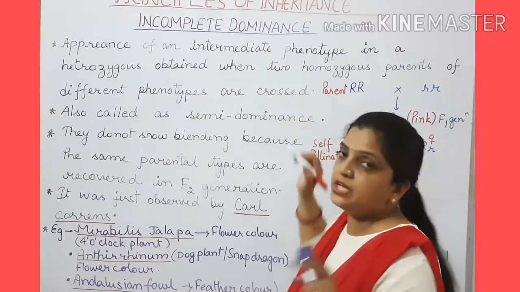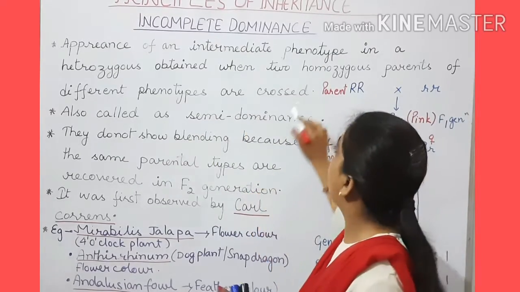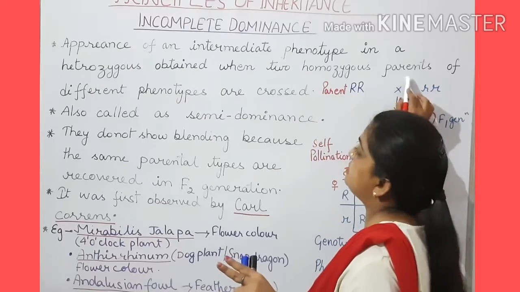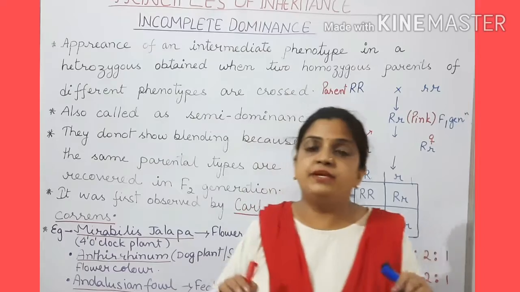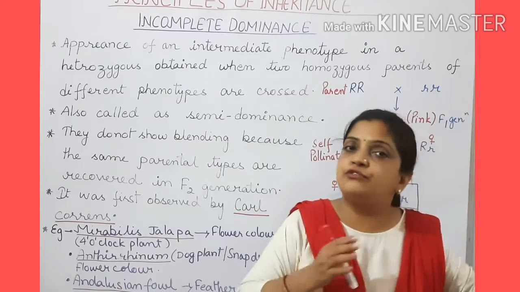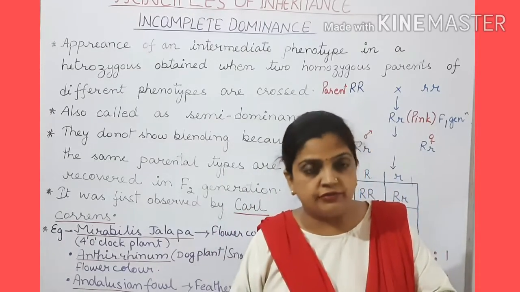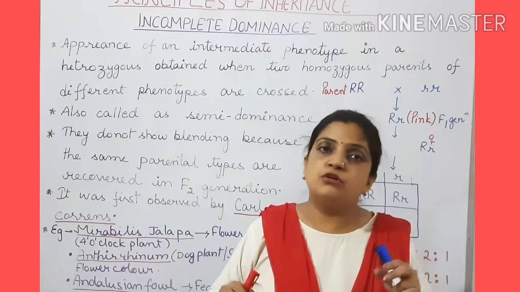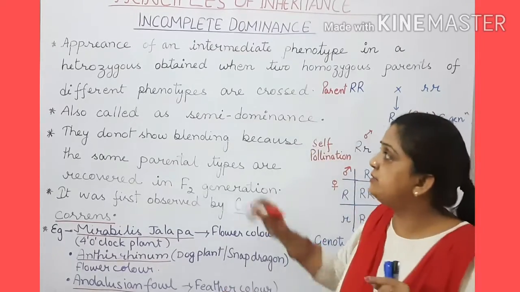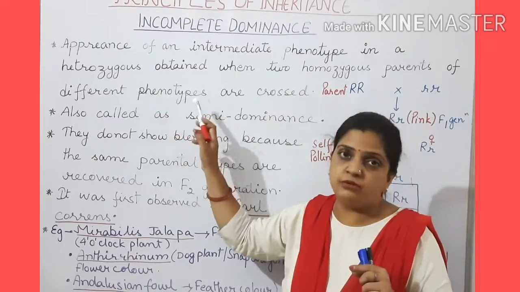Now here, which type of parents are being taken? The parents are two homozygous parents having two different phenotypes. Two different phenotypes means, if I take the character of tall and dwarf, tallness is a phenotype and dwarfness is a phenotype. So homozygous parents of different phenotypes are being taken.